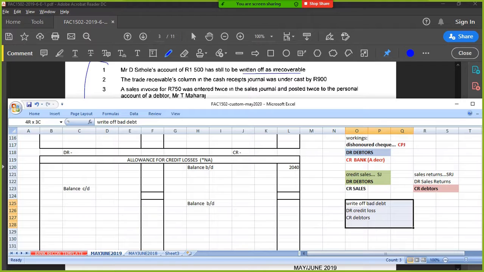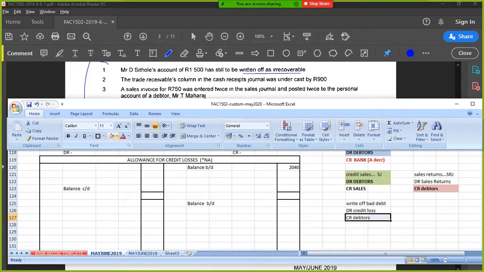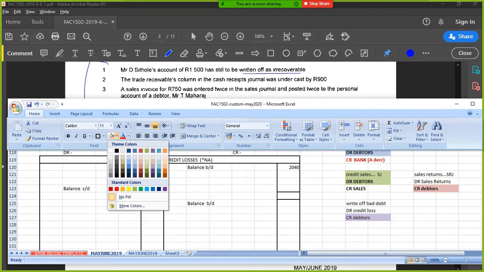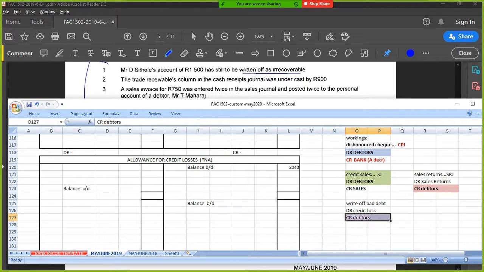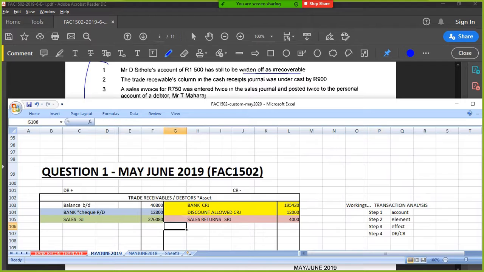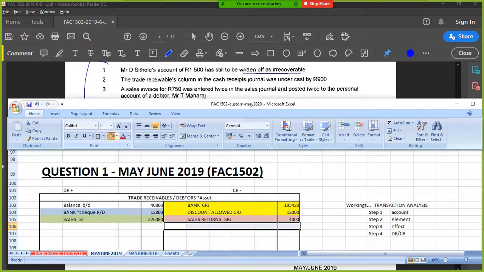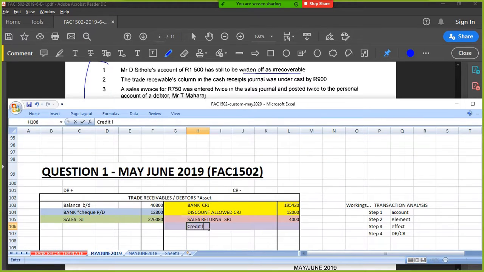Right, what did you do? Debit credit loss, credit debtors. What must I do to my debtors? Credit. Credit the debtors. See, the working is the answer. So, credit loss. General journal. How much? 1,500.